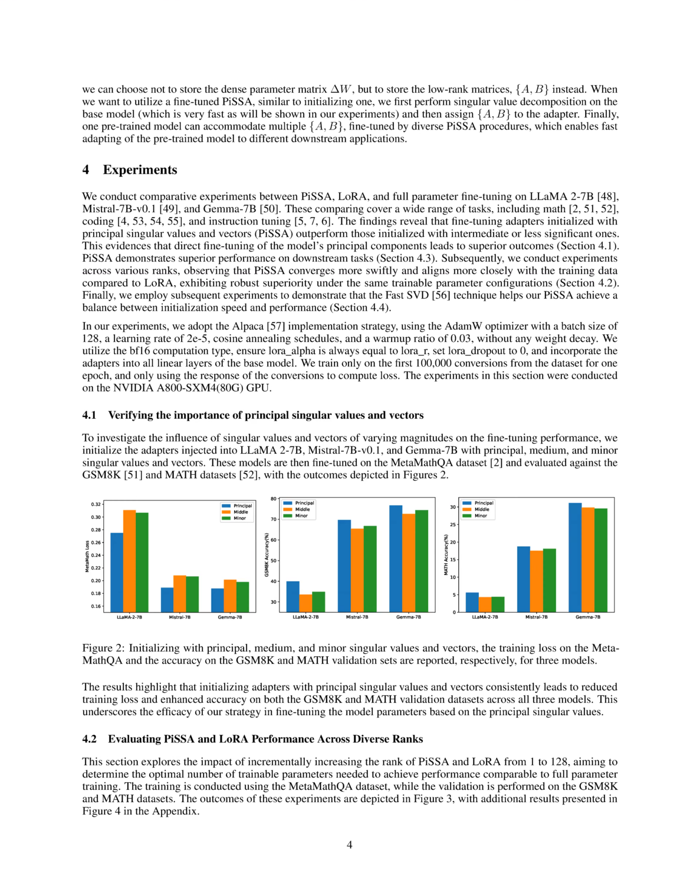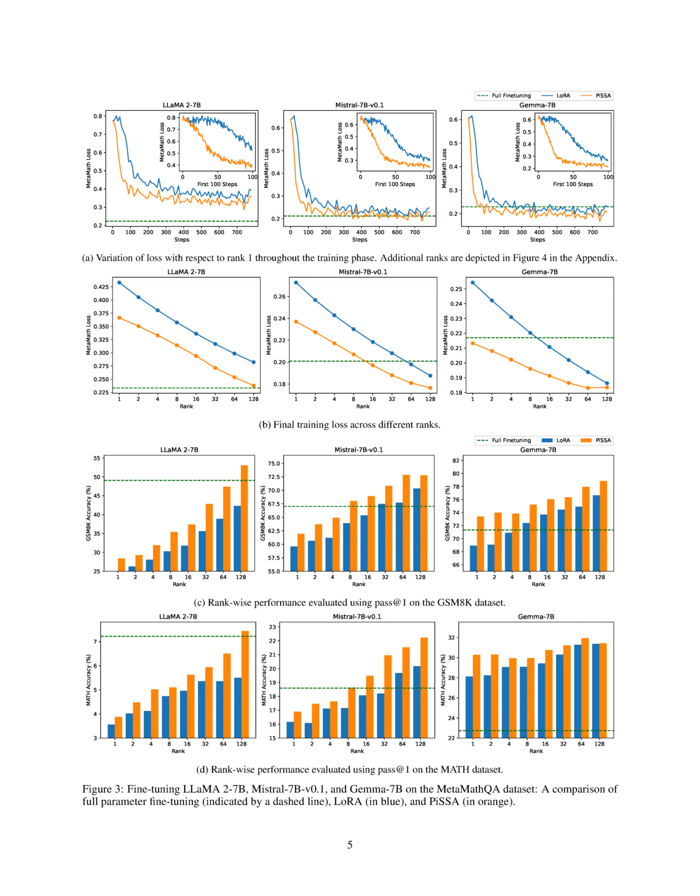3. PiSSA converges more swiftly and aligns more closely with the training data compared to LoRA, exhibiting robust superiority under the same trainable parameter configurations. 4. PiSSA achieves a level of fitting to the training set similar to full parameter fine-tuning with fewer trainable parameters, showcasing improved robustness and generalization on downstream tasks. 5. As the rank increases, PiSSA quickly surpasses the performance of full parameter fine-tuning, indicating the effectiveness of utilizing principal singular values and vectors for fine-tuning.